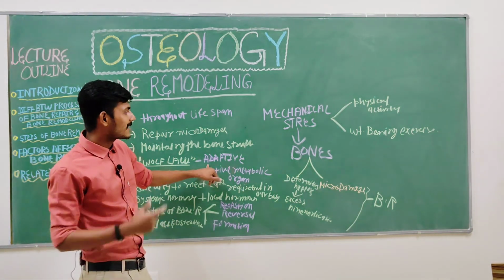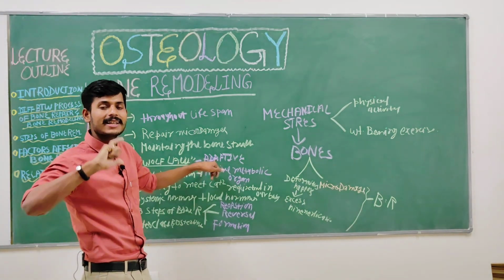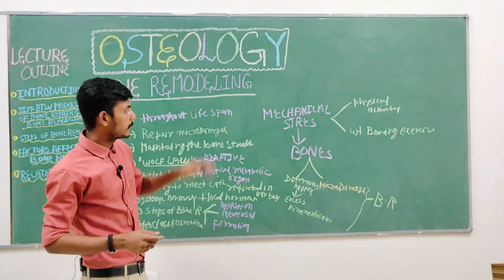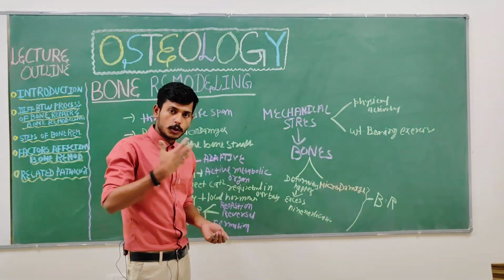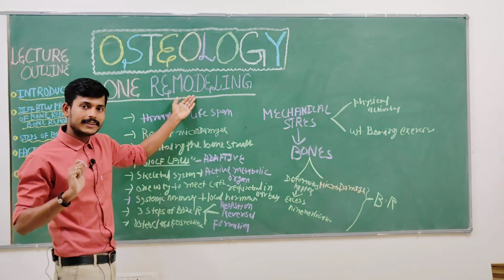This law states that our bone is adaptive in nature. Our bone, or all the animals' bone, is adaptive in nature. It means if you are putting load on the bone, the bone tries to tolerate that load by the phenomenon of bone remodeling. Clear? Understanding?